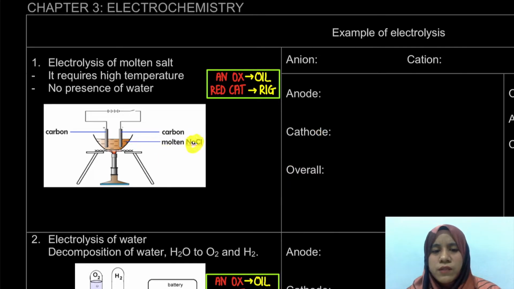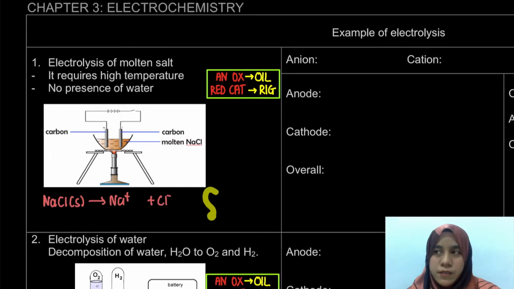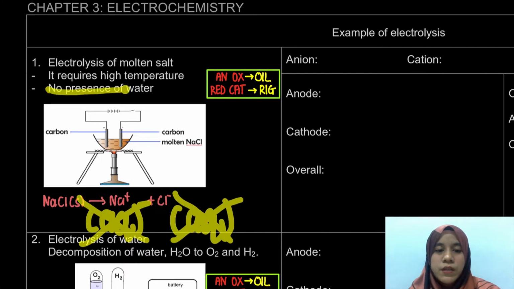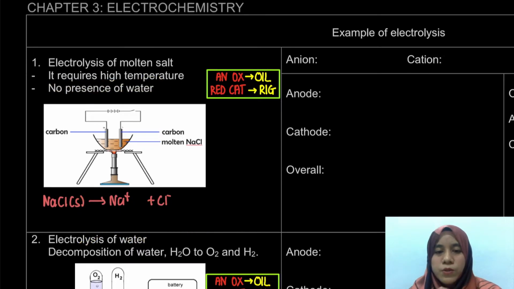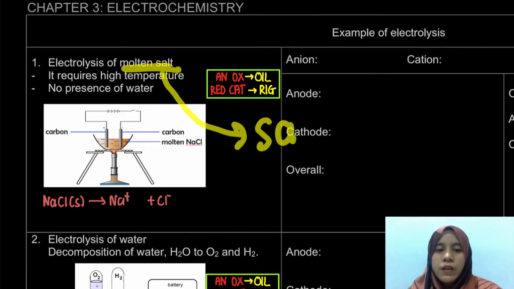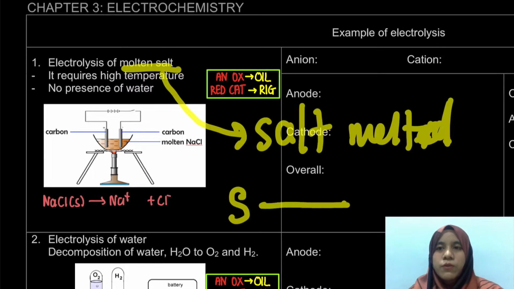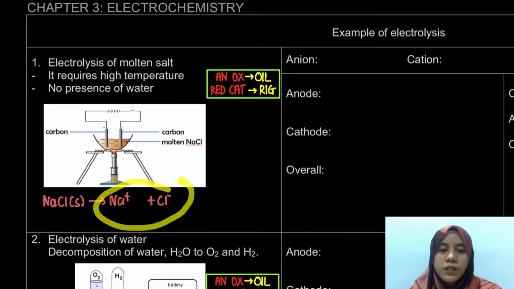Okay, so first let's write down the equation itself. For the salt, it is solid. So when we dissolve it, we will get Na plus and Cl minus. But how about the state? Because if you write down aqueous, it's incorrect. Why? Because here there is no presence of water. Aqueous means we have water. For molten salt, the salt is melted. So when you melt it, we're talking about going from solid to liquid. So here, the phase for our ion is liquid.